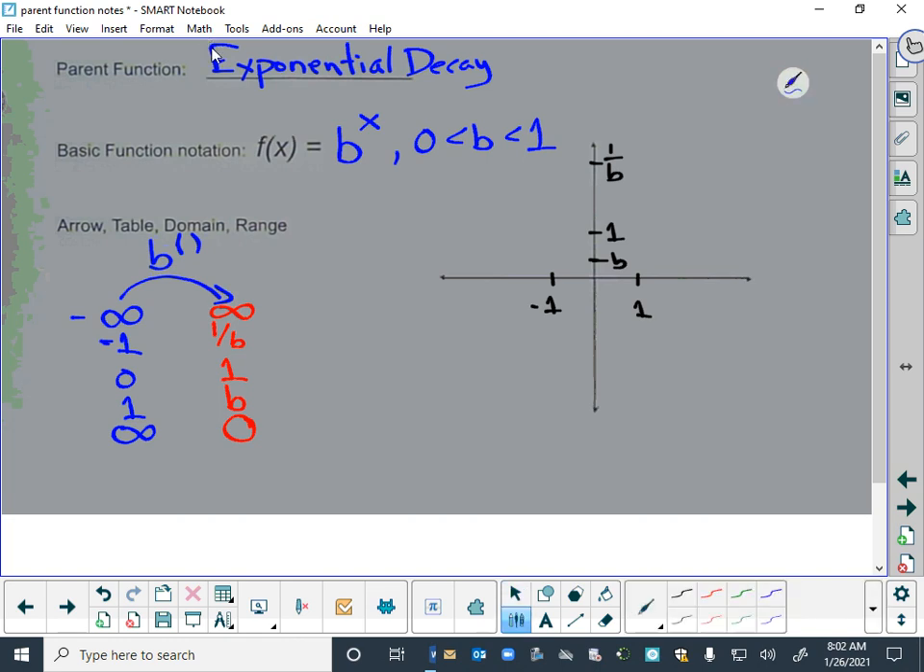So our points on the graph, -1 is going to be at 1 over b, that's way up here. At 0, we're at 1. At 1, it's at b. And we can see that shape starting to happen here. And it goes off this direction, and it shoots up really steep in that direction. So this is the shape of exponential decay.